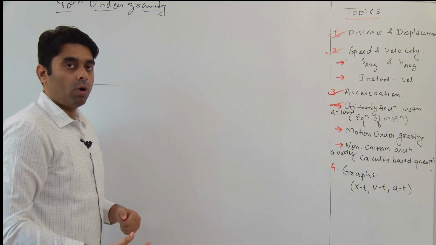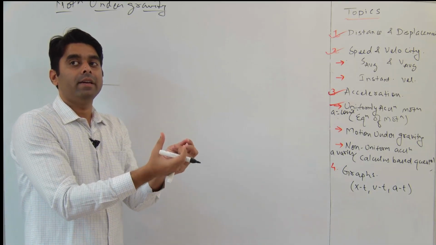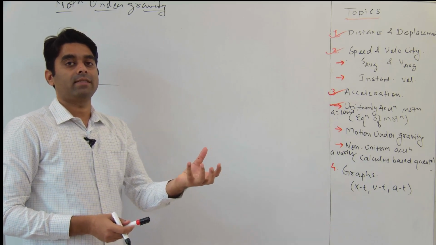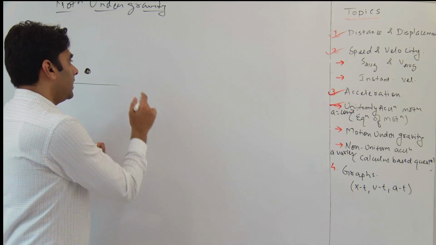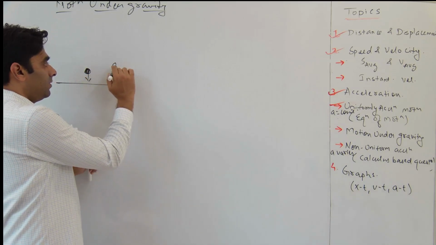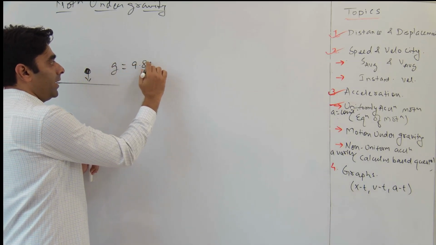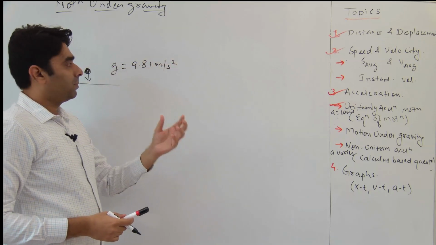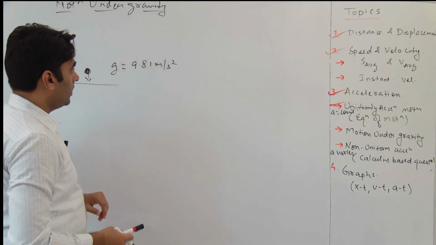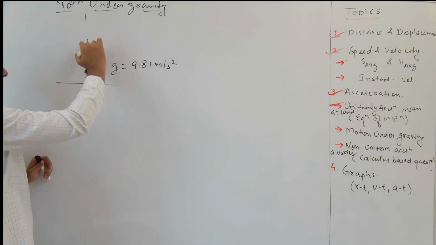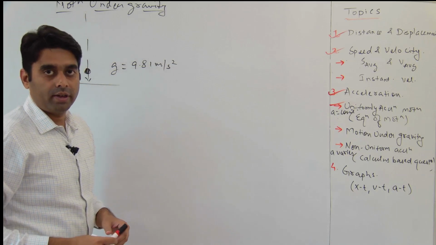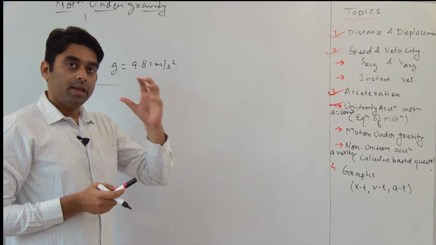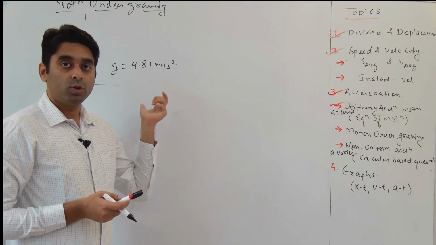All the objects near the surface get attracted with the acceleration of g, and that g value is 9.81 meter per second square. Most of the time for calculation purpose we take it as 10. Now over here, for small distances, that means near to the surface of earth, in motion under gravity we consider this g value as constant, and therefore we can use all our equations of motion over here also.